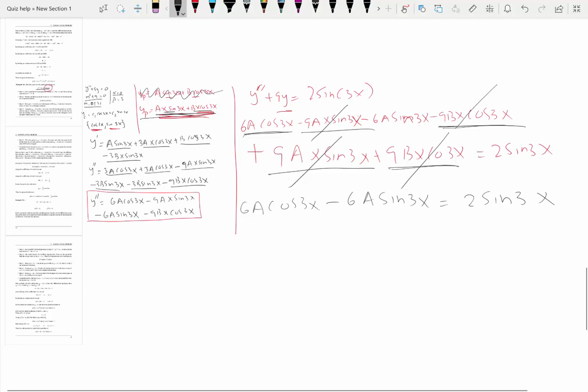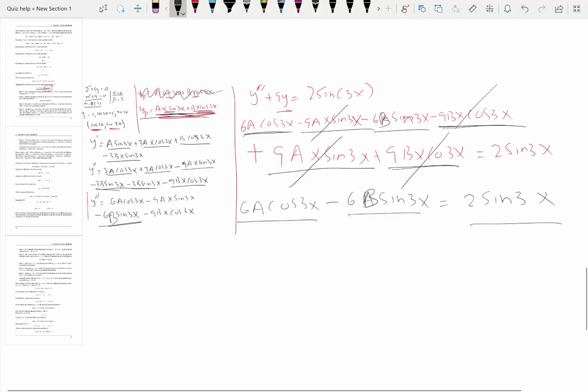Did I make a mistake? Well, let's see. This should be b, right? Let me see. Yes, this should be 6b. I have made a mistake. This should be 6b, and this should be 6b. I made a copying error. Yes, negative 6b sine 3x from here. So negative 6b sine 3x. Now 6a cosine 3x minus 6b sine 3x is equal to 2 sine 3x.